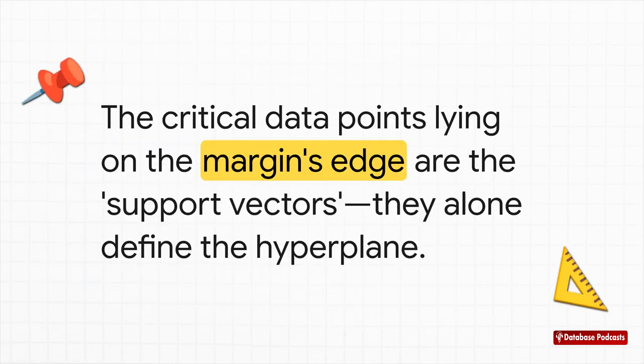And right on the edge of that wide road, you'll find a few critical data points. These are the points that give the algorithm its name. They're the support vectors, because they are literally the points that support or define that boundary. In fact, you could move around all the other data points, and as long as they don't cross into that margin, the boundary line wouldn't budge one bit. It's all about these critical few.